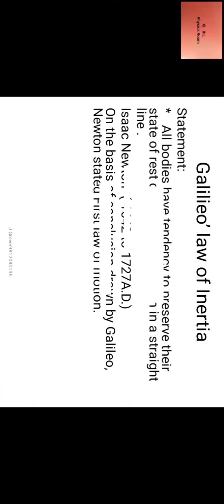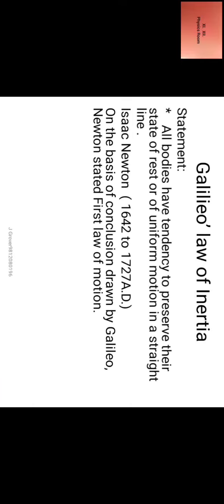Galileo's law of inertia. Now, on the basis of Galileo's observation, he stated the law of inertia. The statement is like this: all bodies have tendency to preserve their state of rest or of uniform motion in a straight line.